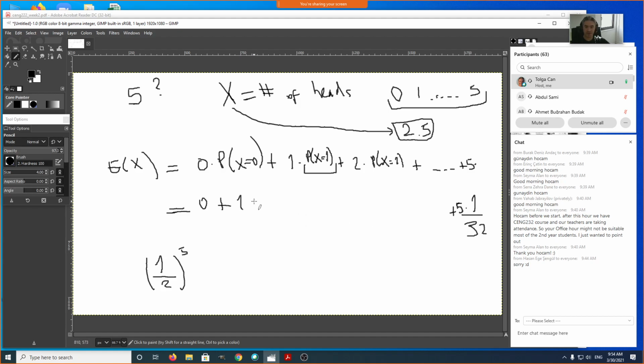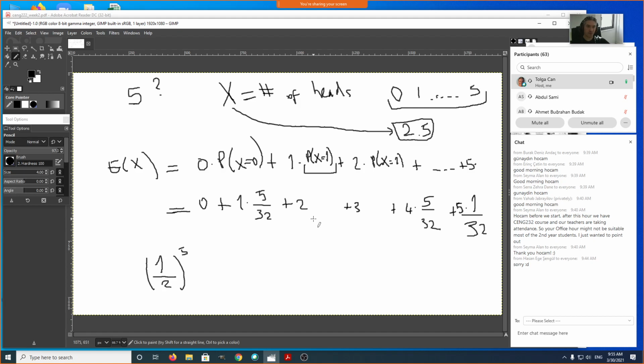Now, what is the probability that we're going to get 1 head? There are 5 outcomes in which we can obtain 1 head, so it has to be 5 over 32 if I'm not mistaken. But again, here this also should be 4 times 5 over 32. And what about 2 and 3? They should also have equal probabilities if I'm not mistaken.